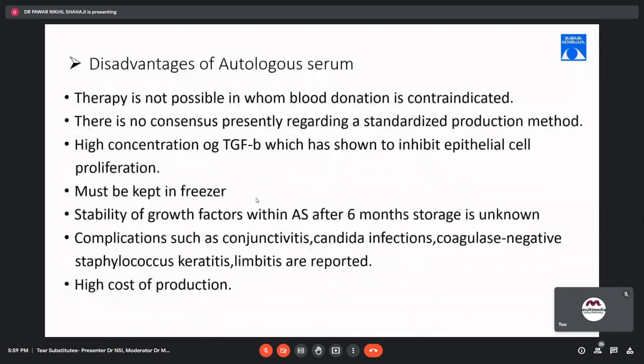Disadvantages are that the therapy is not possible in those in whom blood donation is contraindicated. There is no consensus presently regarding a standardized production method. High concentration of TGF-beta, which has been shown to inhibit epithelial cell proliferation, must be kept in a freezer. Stability of growth factors within the artificial substitute after 6 months storage is unknown. Complications such as conjunctivitis, Candida infections, coagulase negative staphylococcus, keratitis, limbitis are reported, and high cost of production.